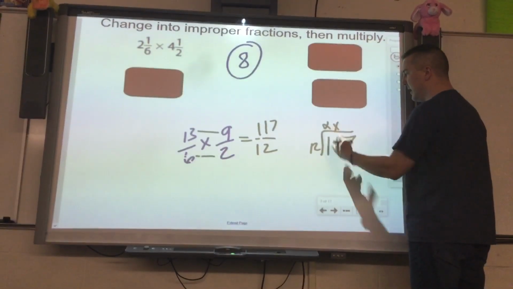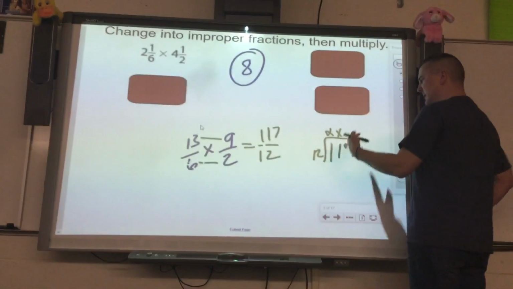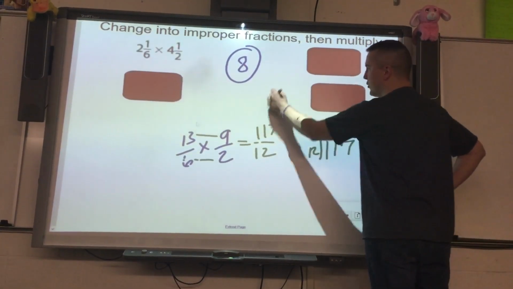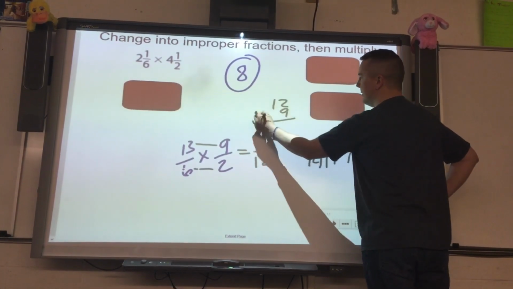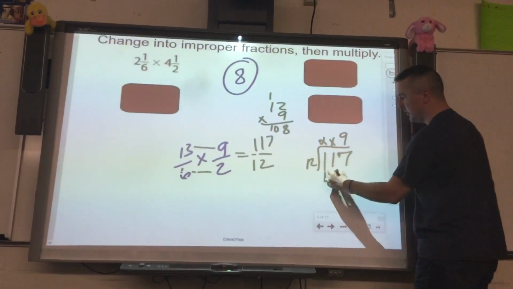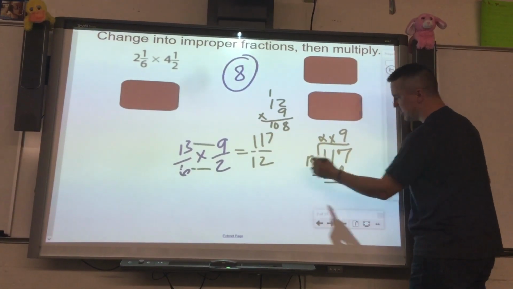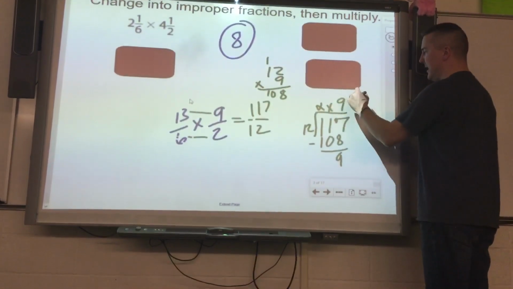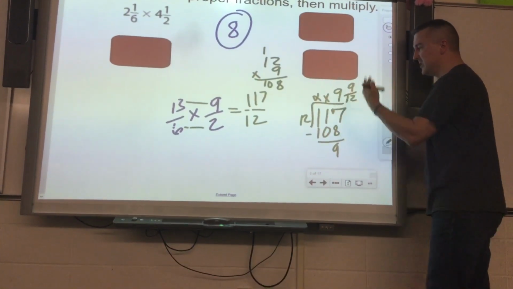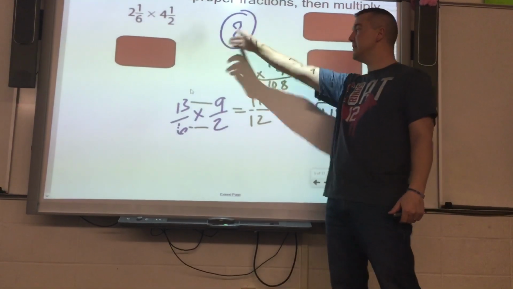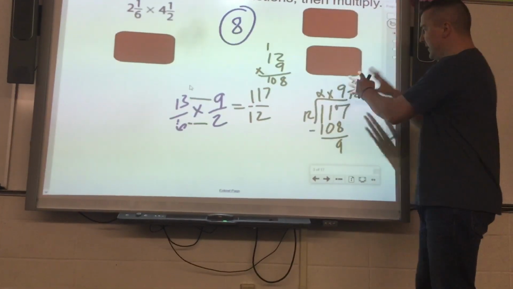Can't go into here either. Now I'm really struggling, so I'm going to think 10 would be too much, so it has to be 9, probably 9. So I go 12 times 9, I get 18, here the 1, 9, 10, 108. All right, so 108. Subtract, I get 9. So I get 9 9/12. Pretty good answer. 9 9/12. We thought it'd be about 10 in the neighborhood. Now this is a good answer.